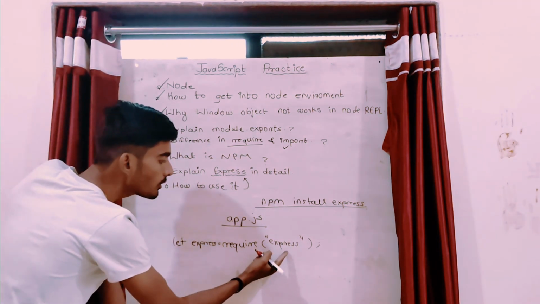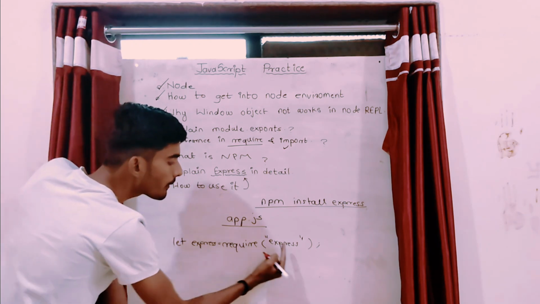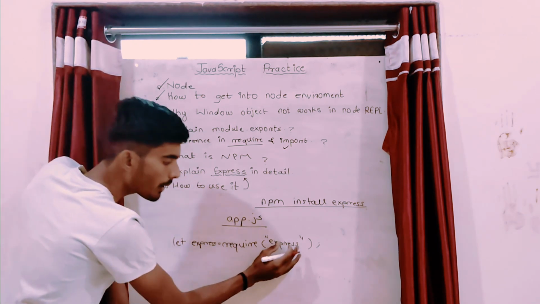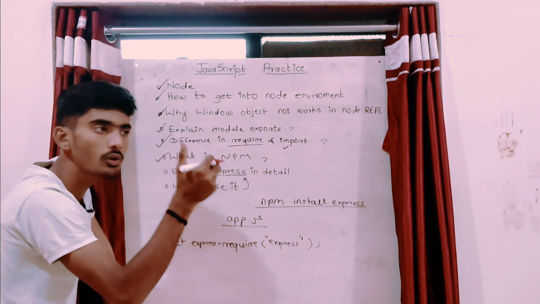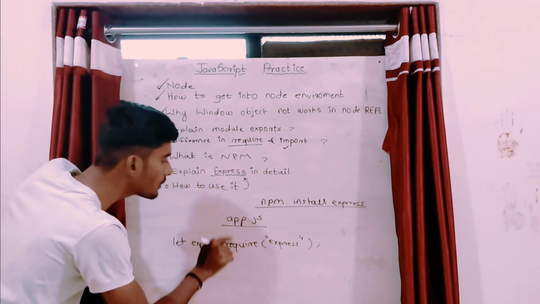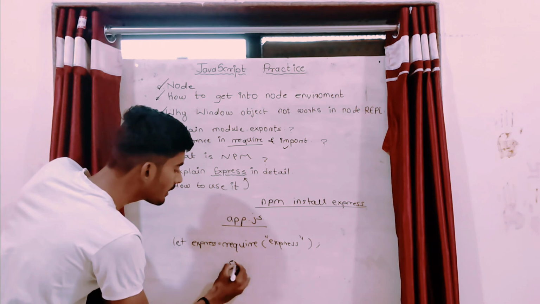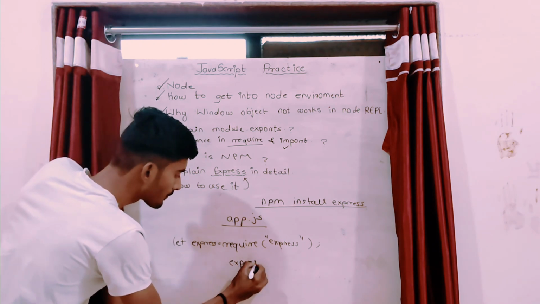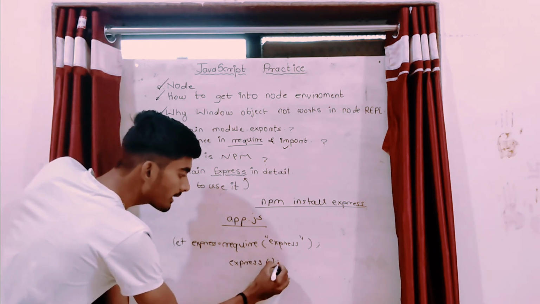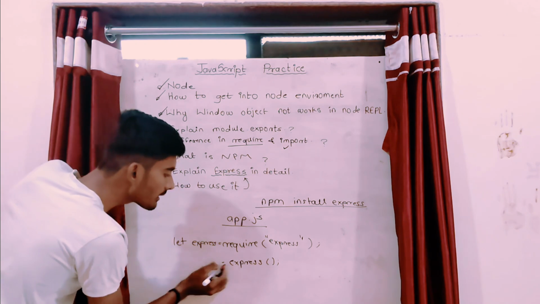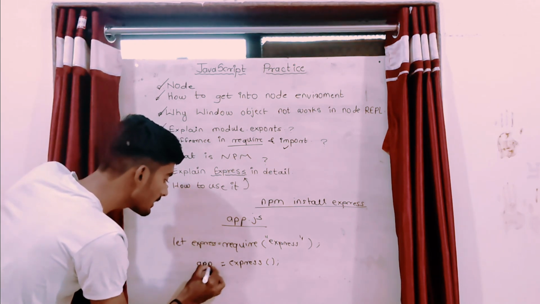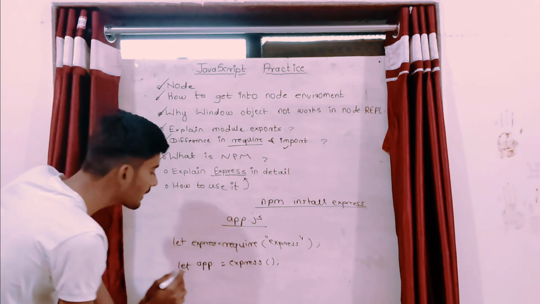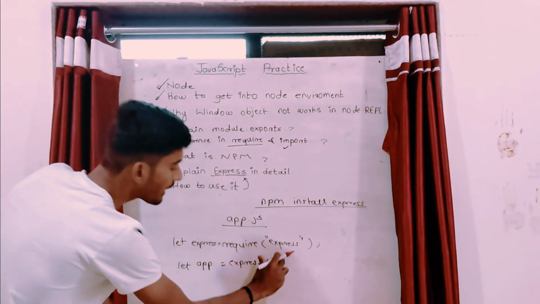Now when you write require express, it will require data from Express, and Express will return you a function which you have to execute in your app.js. Then we write express and simply call that function, and whatever that function returns, we store it in a variable app. So we write let app = express().